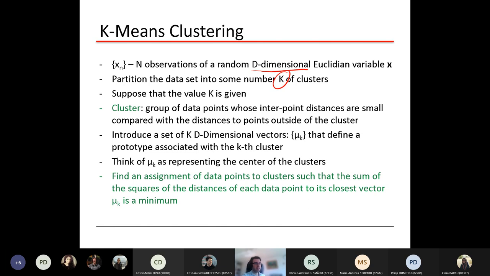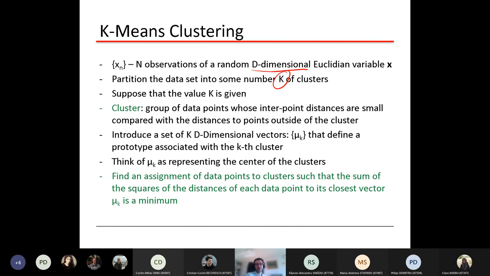And what's a cluster actually? We didn't talk about clustering, but I'm sure that you discussed this with Professor Radulescu in data mining in the first semester. Clustering is a way of grouping together data points so that inter-point distances within the same cluster are small compared to distances for points from different clusters. So within-cluster distances are small, and between-cluster distances should be higher. It's a way of doing unsupervised learning.